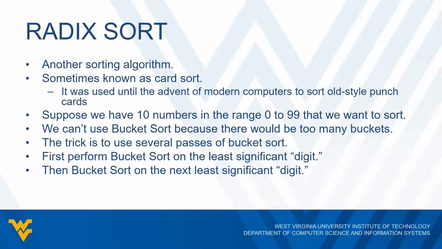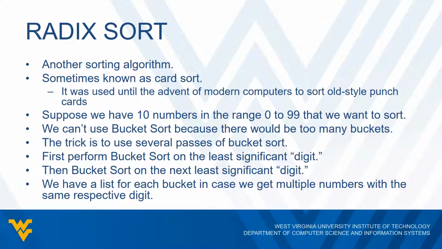And what we would do is we would have a list for each bucket. So instead of just counting the number of items that have that same number, we would have a list for each element. That way, if we have multiple numbers with the same respective digit, we can store them.